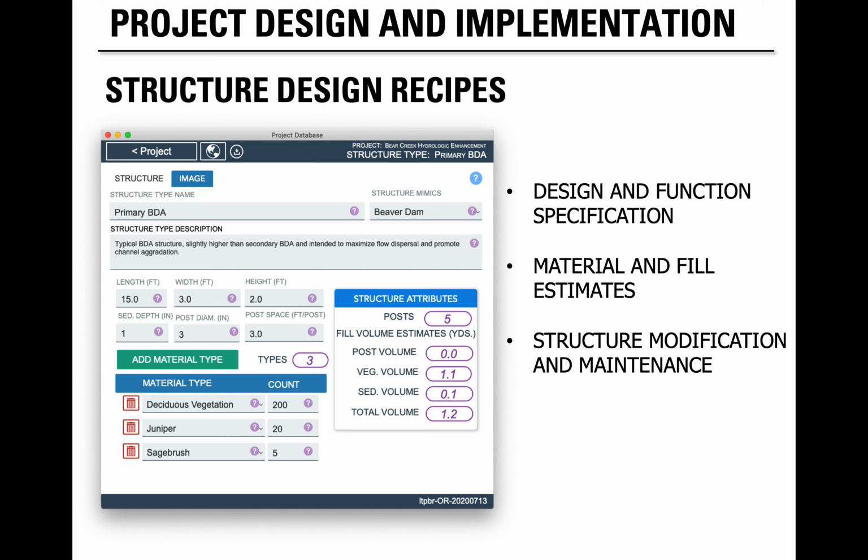For example, this is just an example of the database structure specification, and they're specified almost like a recipe. What are their attributes? What are they made of? And the database can give you a number of different fill volumes, number of posts I need for a specific structure type.